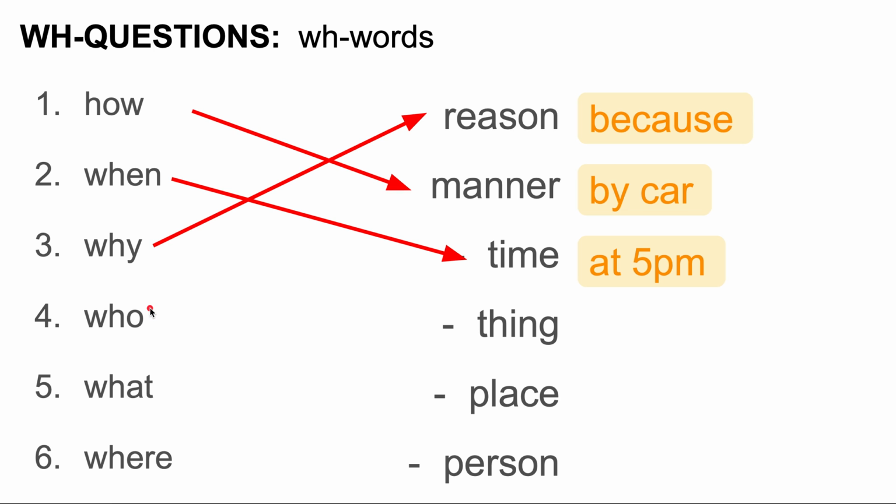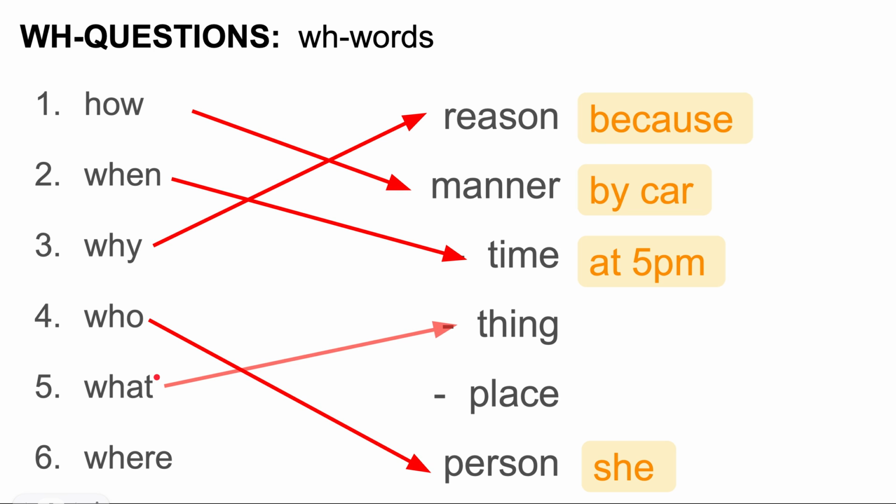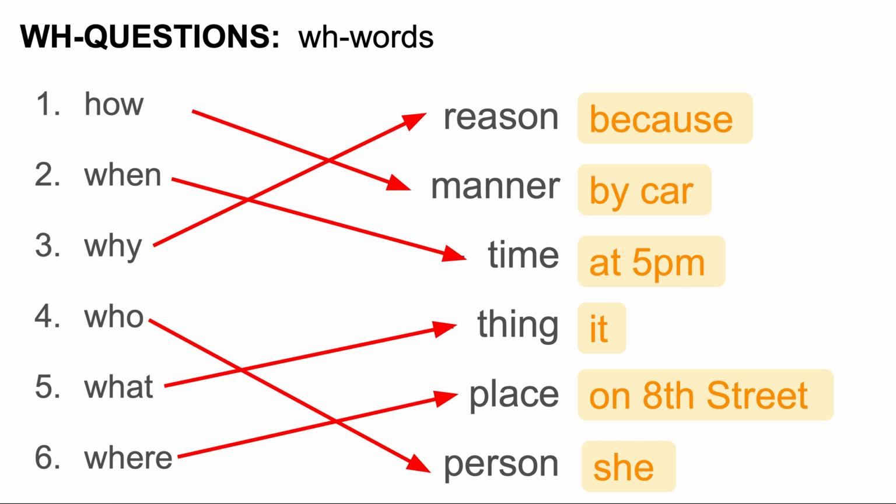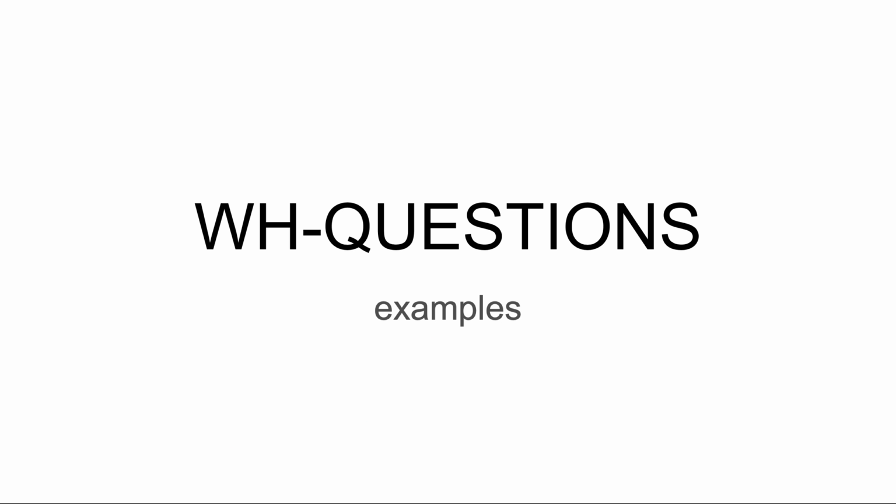We use who for person. Who met you? She met me. We use what for thing. What did you study? I studied it. And we use where for place. Where did you go? I went on 8th Street. Okay, let's look now at examples.